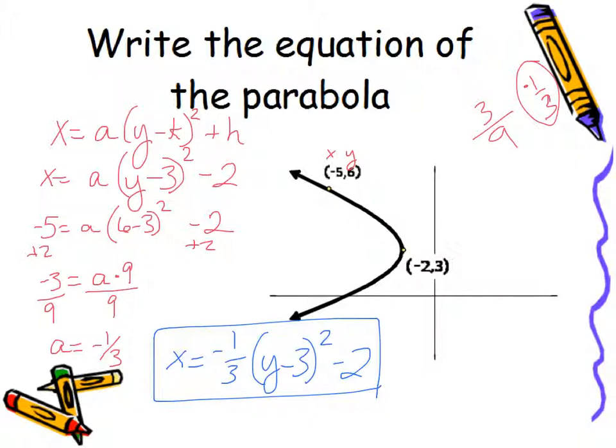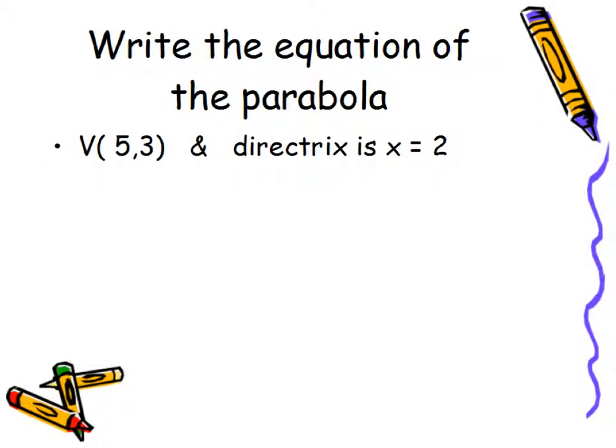All right, let's try one more. Okay, this time I'm going to give you some information, but it's going to be a little bit different. So on this one, I'm going to tell you the vertex again. That's good. That helps. And then I'm going to tell you what the directrix is. Okay, so that directrix is actually going to help me find my p-value. So if I can find p, then I can find a for my equation. So this will be a different way to find the a.